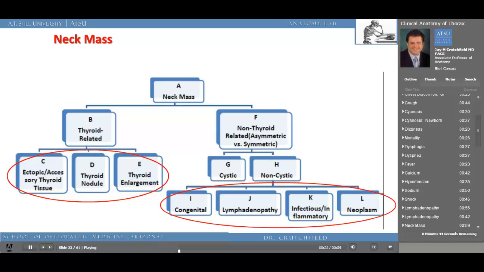Congenital causes of neck masses also need to be understood, whether they're cystic or non-cystic, whether they're infections or cancers, or metastatic disease. It's all related. It's a big space with lots of important structures.